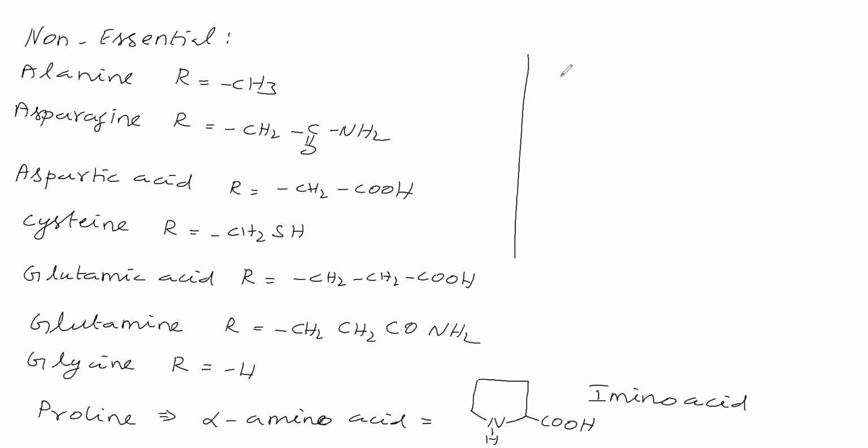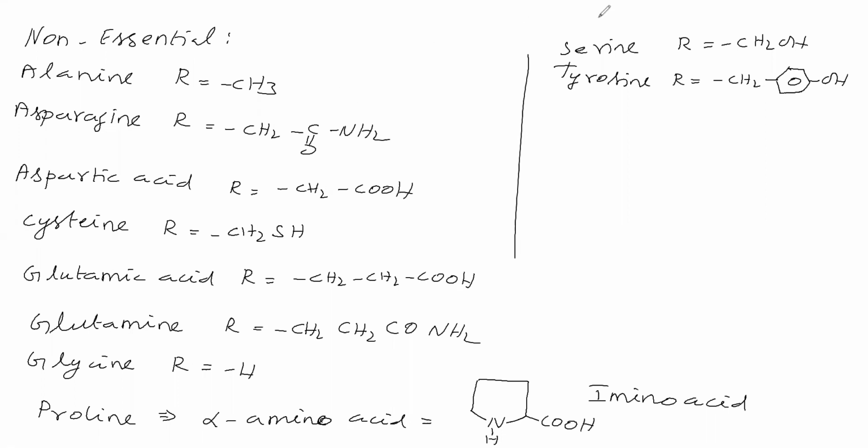Okay. Next, serine. The R group of serine is CH2OH. Next, tyrosine. The R group is CH2, phenyl ring, OH. This is tyrosine. These are called non-essential amino acids.